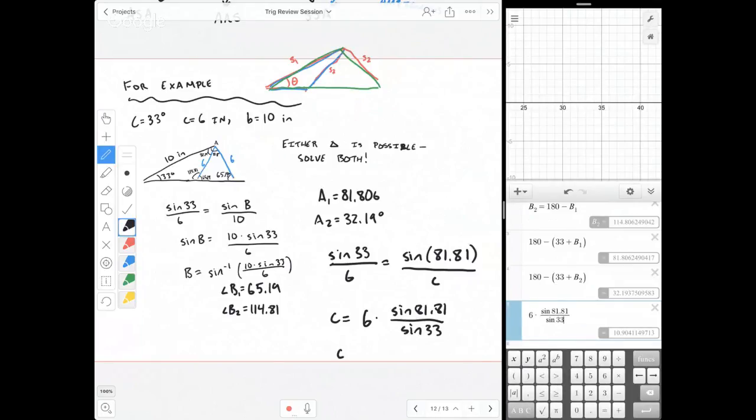That is 10.904, and this is C number 1. Okay, so this is in triangle number 1. This entire distance would be 10.904.